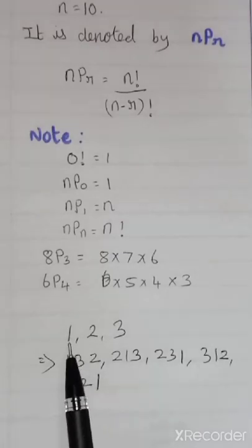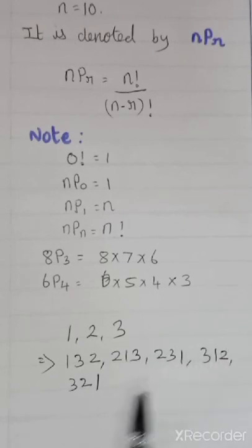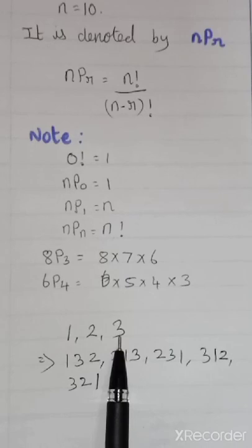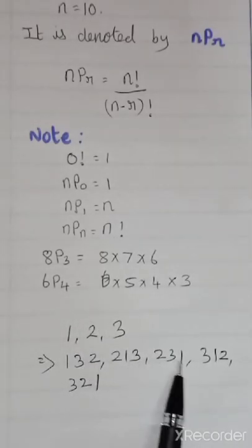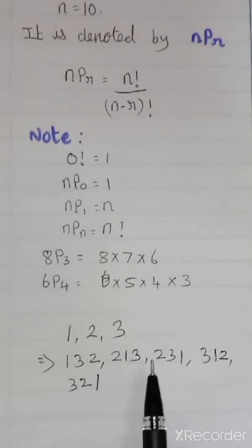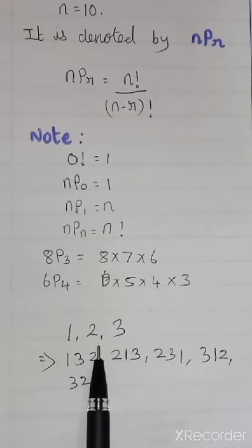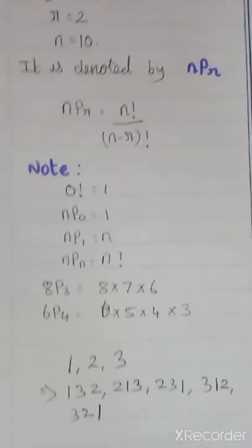So using these numbers 1, 2, 3, we arrange them as different numbers. Is that clear? We have arranged 1, 2, 3 in different ways. So this is the order of arrangement. We are arranging the numbers 1, 2, 3 in this order. So this writing order of arrangement is your permutation.